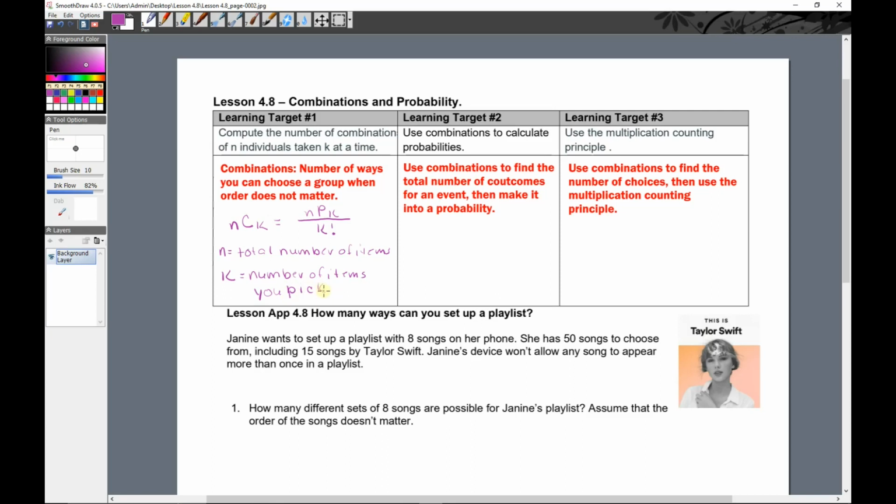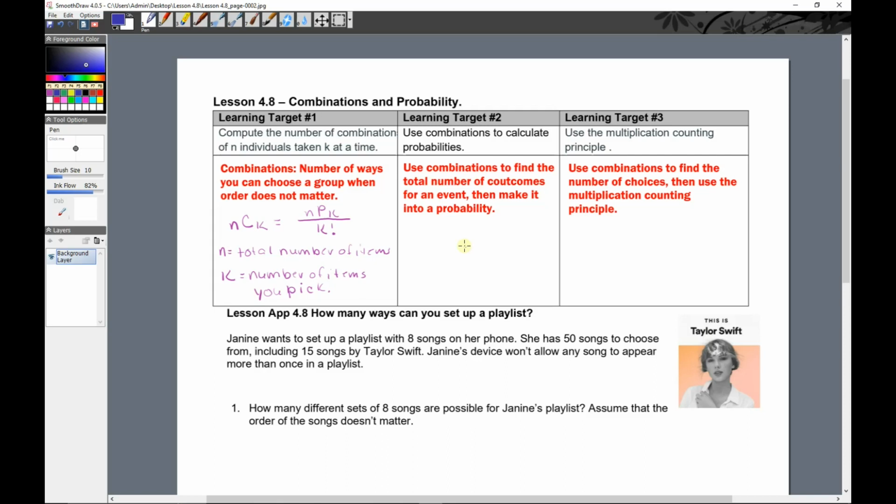Number of items that you pick. Okay, now the other two we haven't really looked at yet. And this is going to be a sort of complicating factor for what we're doing. We're going to use combinations to find the total number of outcomes for an event and then convert it into a probability. So we're going to just take what we get from calculating a combination, which is just a number, and that'll either be our denominator or our numerator.